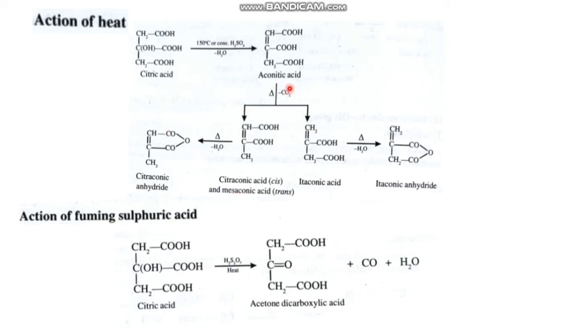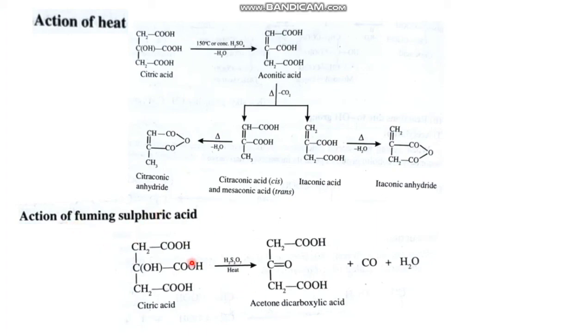So action of heat means when citric acid is heated alone or heated in the presence of concentrated sulfuric acid, first it forms aconitic acid. Further heating yields a mixture of isomeric unsaturated acids like citraconic acid and itaconic acid, which on further heating result in the anhydrides of these acids, that is citraconic anhydride and itaconic anhydride.